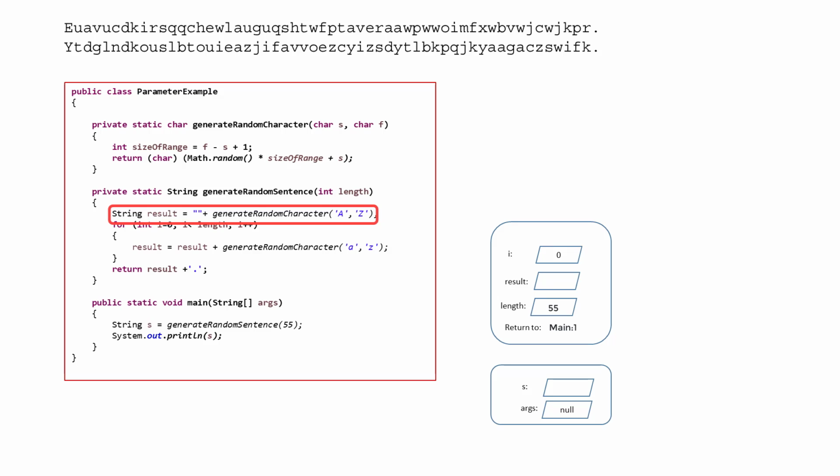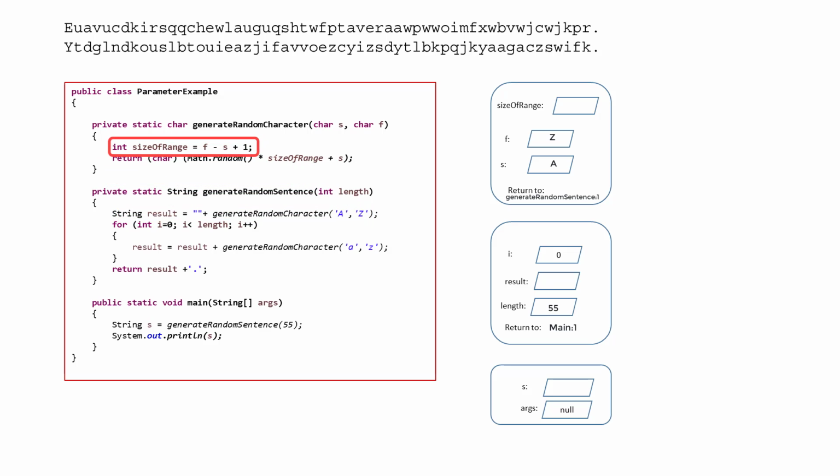The first thing that it's going to do is call generate random character, passing in a capital A and a capital Z. That's going to cause the frame for that method to be allocated. The capital A is going to get passed into the character S. The capital Z is going to be passed into the character F. And we're going to get space for its local variables. And it's going to remember where it is that it needs to go when it exits back out.